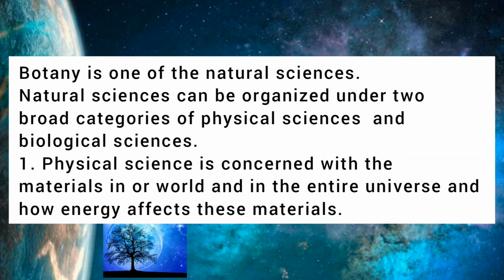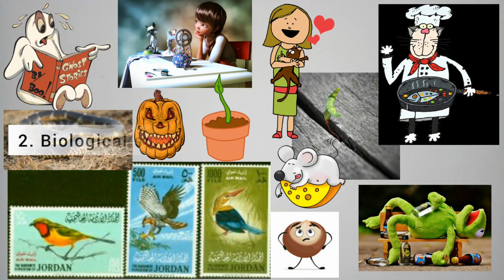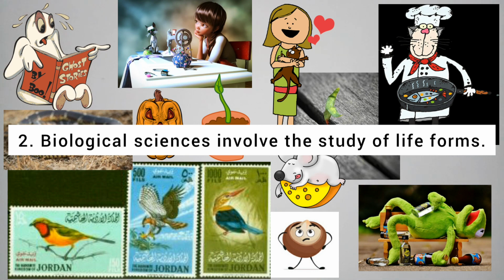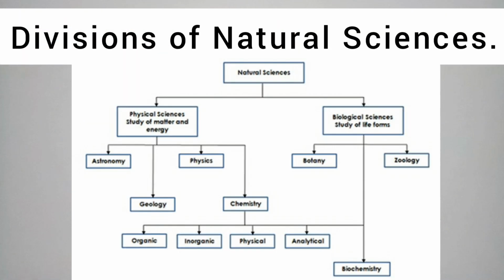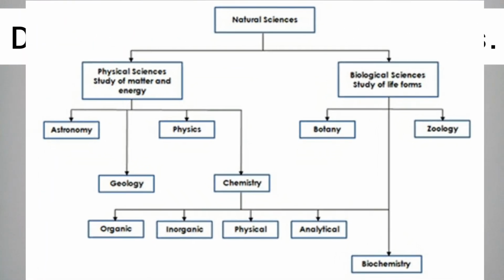Botany is one of the natural sciences. Natural sciences can be organized under two broad categories of physical sciences and biological sciences. Physical science is concerned with the materials in our world and in the entire universe and how energy affects these materials. Biological sciences involve the study of life forms. Divisions of natural sciences.